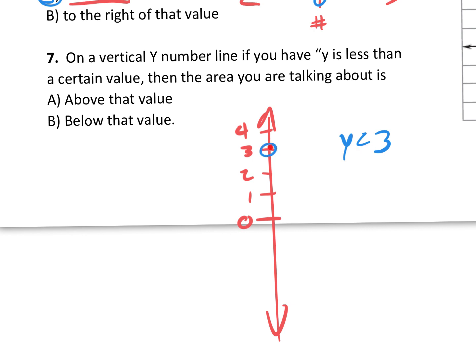If it did have a solid line, it would be a solid dot, but it doesn't, so it's an open dot. And which way is less than, not on the x, but on the y? Is less than going up or is less than going down? It's going down, so that would be the correct answer to this question. On a vertical y number line, if y is less than a certain value, then the area you're talking about is below that value. Make sense?